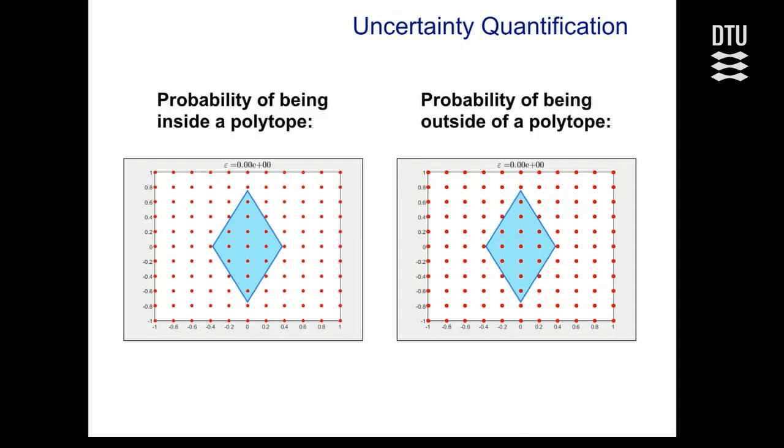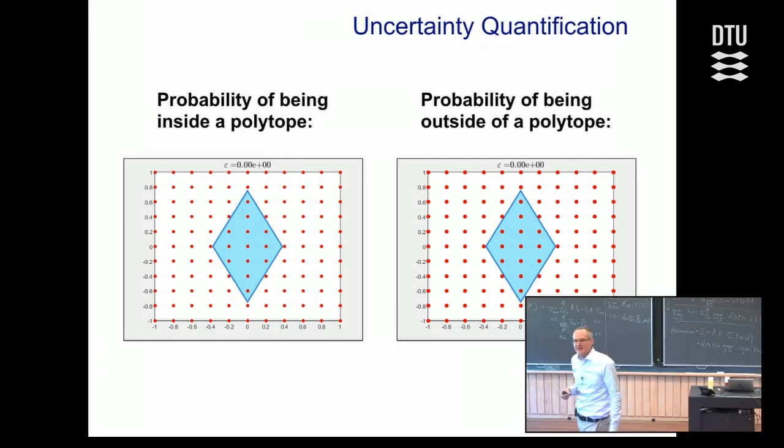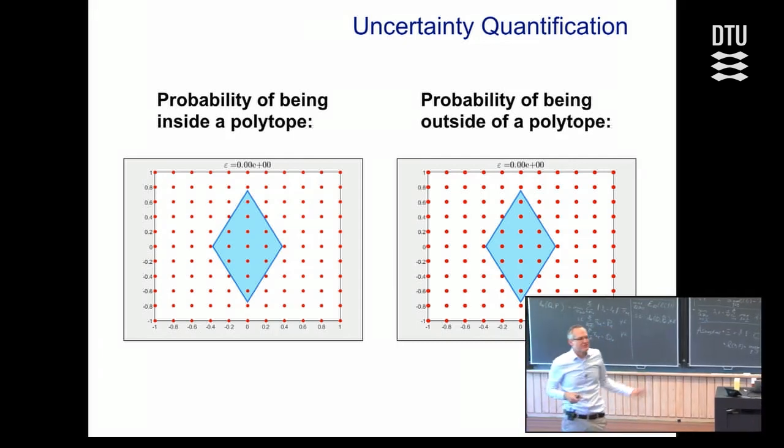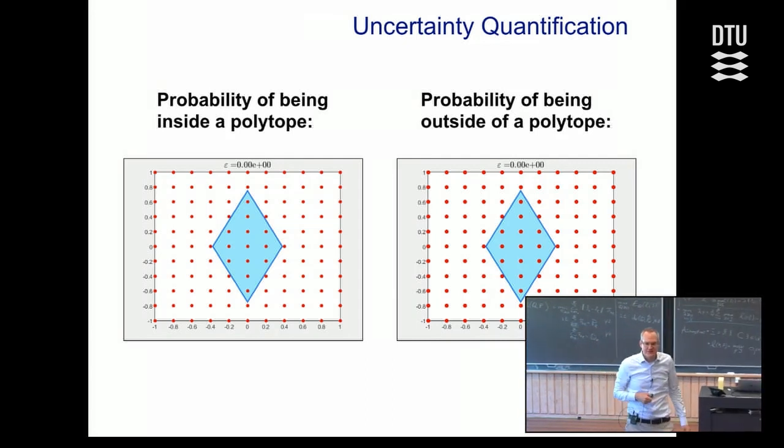Okay, so here's another visualization. Let's say my polyhedron A is the blue diamond in the middle here, and my empirical distribution is again the uniform distribution, the red dots that are nicely arranged on a grid here.